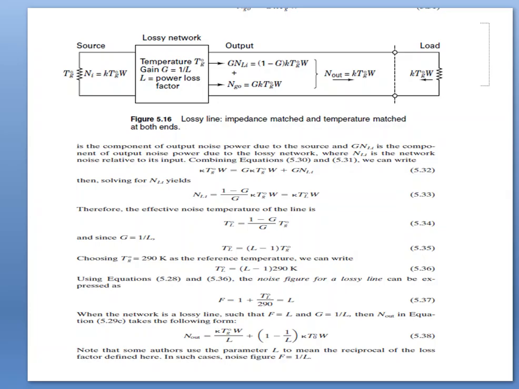where the network is a lossy line, such that F is equal to L, G is equal to 1 by L, and N naught is equal to KTsW divided by L plus (1 minus 1 by L) KT naught W. Note that some other authors use the parameter L to mean the reciprocal of the loss factor defined here, and in such cases the figure of merit is equal to 1 by L.